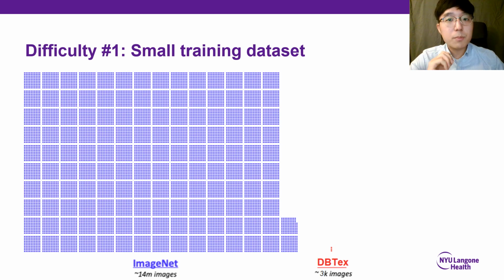The first difficulty presented by the DBTex challenge is that there's only a small amount of training data available. For example, ImageNet, a dataset typically used for deep learning for natural images, contains around 14 million images, whereas the dataset we were given in the DBTex challenge has around 2600 volumes, and only 200 of them have lesion labels. This could lead to overfitting of deep neural networks before they can learn robust generalizable features.